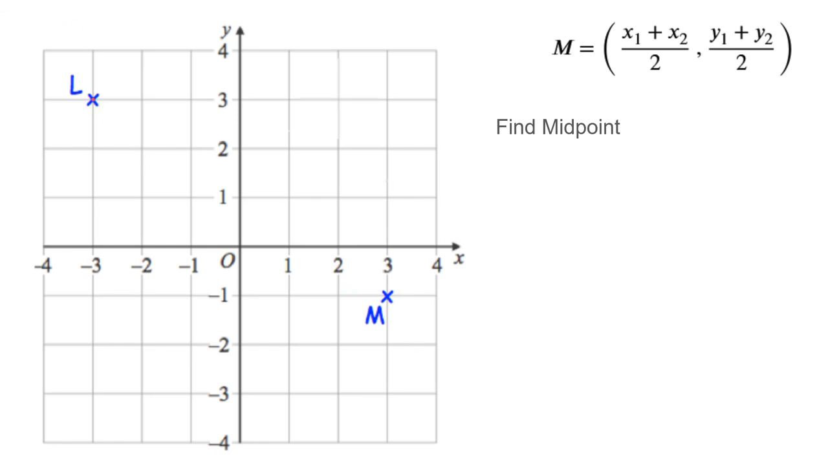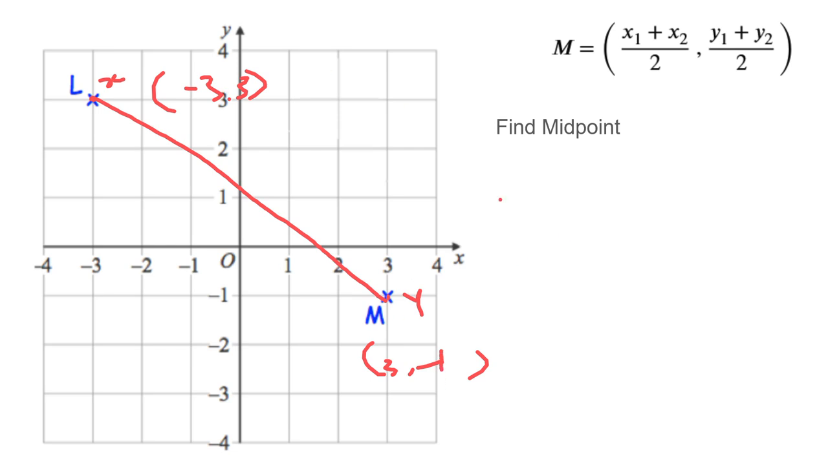So LM, let me plot the point, LM. This is a really poorly drawn line. Ideally, if the teacher gives you a question like this, use your ruler. Now you have X and you have Y. Let's just state what X is first off. It's -3, 3, and Y would be 3, -1. So this would be our 2 points. X is equal to -3, 3. Y is equal to 3, -1.